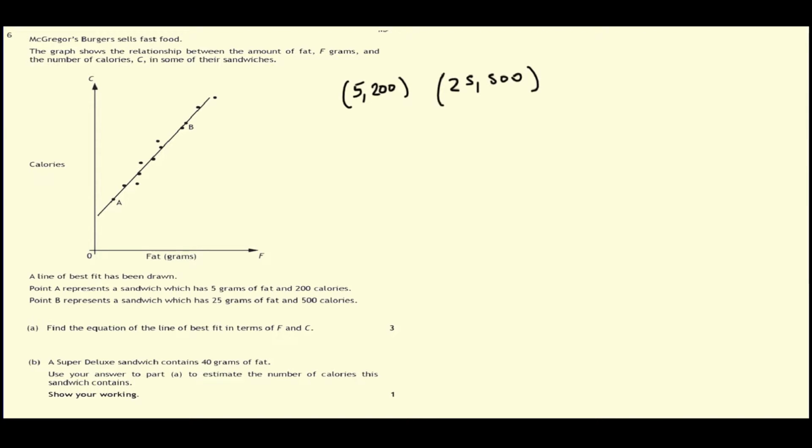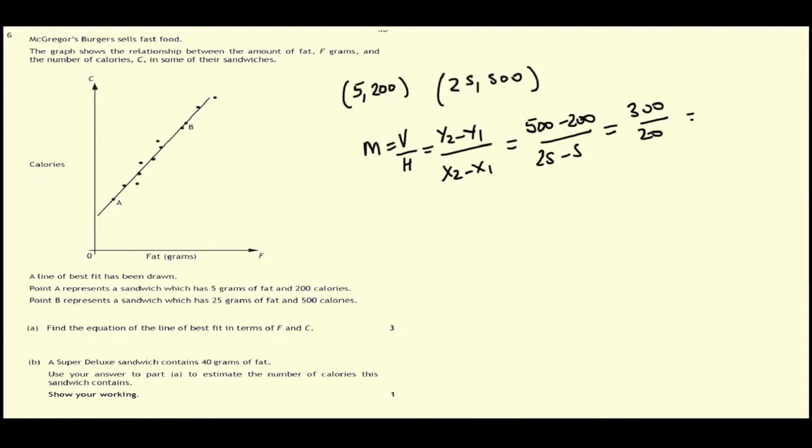Okay, so we work out the gradient. m is the vertical divided by the horizontal. So that's calculated here by the change in your y coordinate, y2 minus y1, over the change in your x coordinate, x2 minus x1. So that would be 500 minus 200 on the top, and 25 minus 5 on the bottom, giving you 300 over 20, which gives us 15.